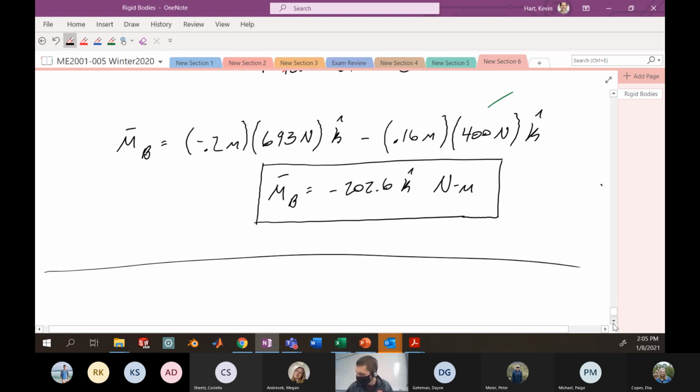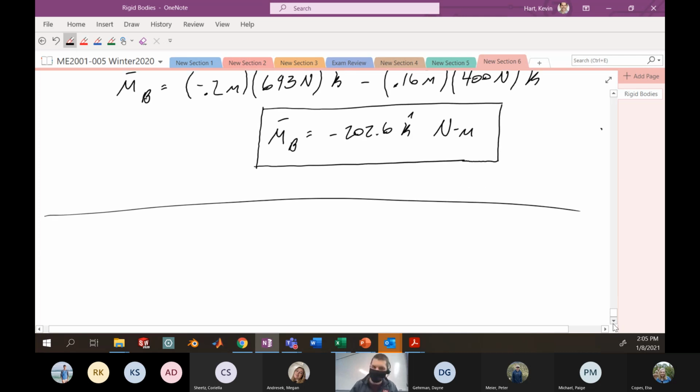But I'm going to now talk about some shortcuts and some faster ways that you might be able to calculate moments, given some information you might have about your certain setup. Okay, so let's do shortcuts for moment calculations.